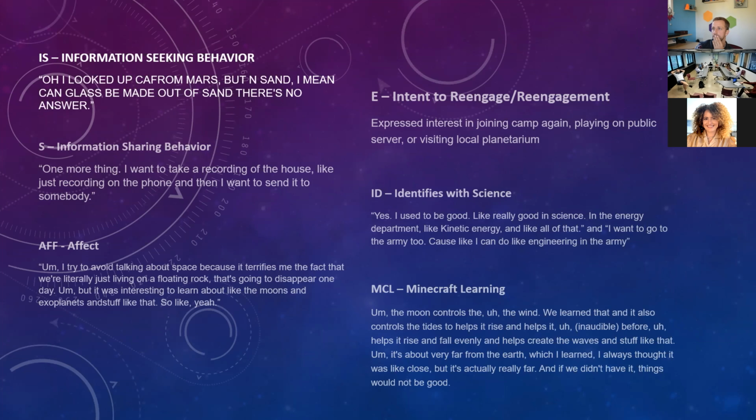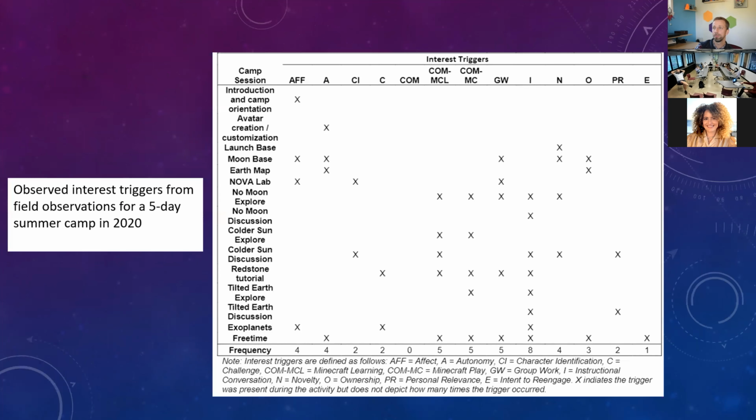Affect is kind of just like saying, I really like doing this. Like, I really like this part of the camp. I find space very interesting. So saying things like that. And then also how they identify with science. And also when they talk about learning from Minecraft and they explicitly say, oh man, I remember from this map, we saw the Earth was on a new moon. There's really strong winds. I thought that was really cool. So also what they're learning from Minecraft.